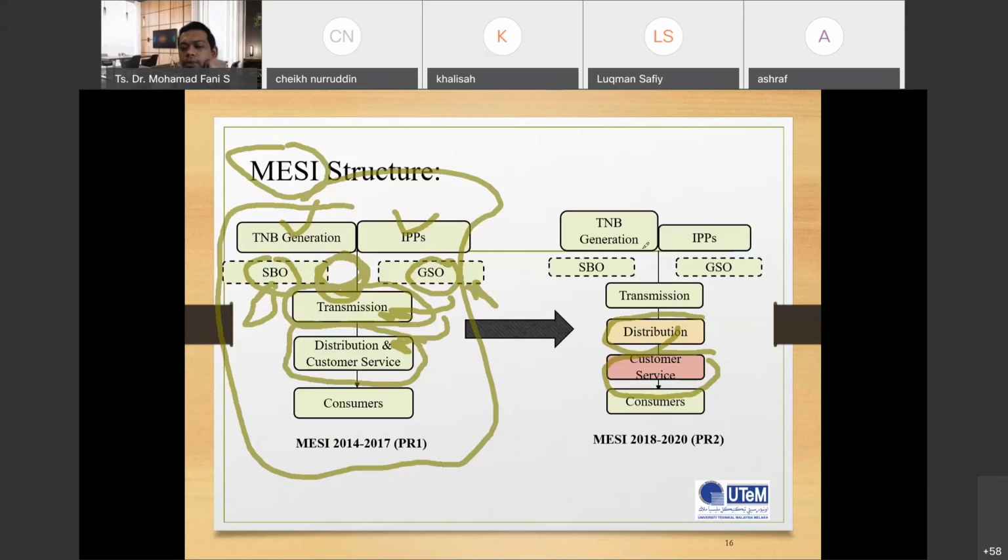And then for the RP2, they managed to split the distribution and customer service so that the efficiency of the management can be increased, and to enhance the performance of the distribution. They have their own revenue calculation, and customer service will survive on the selling of the electricity, based on the electricity price and the design of the tariff that they put to the consumer. So that's the RP2 structure.